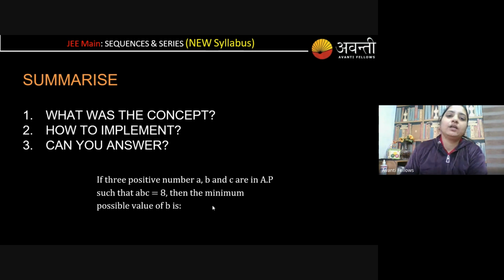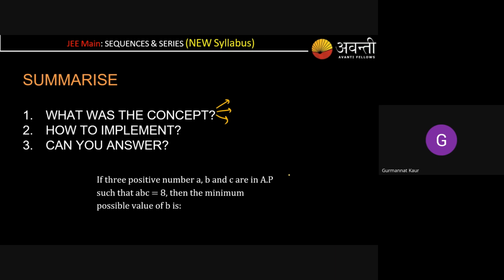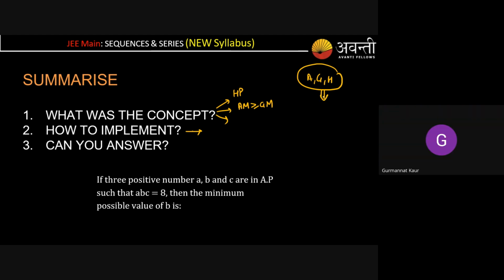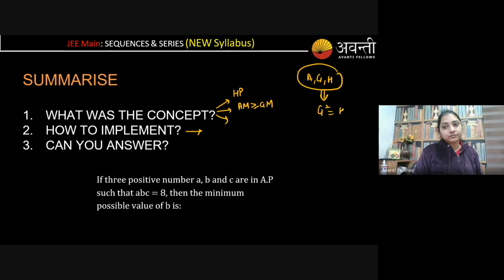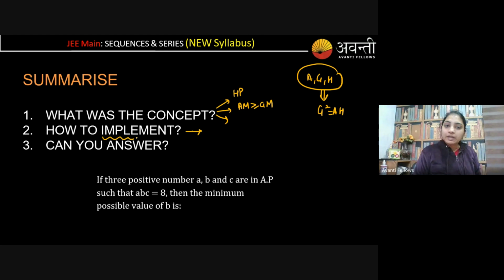Yes, ma'am. Okay. So can you tell me what was the concept you learned today? HP and relation between AP and GP. Not AP and GP. It's like AM and GM. Relation between A, G, and H. Okay. So if A, G, H are there between two numbers, can you tell me the relationship between A, G, and H? G square equals to AH. It means they are in GP. Yeah.